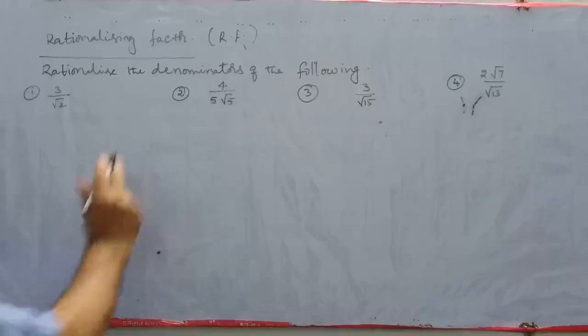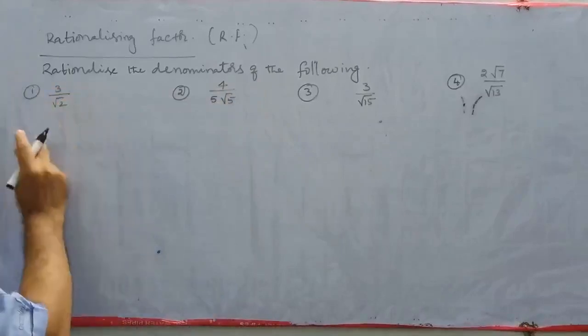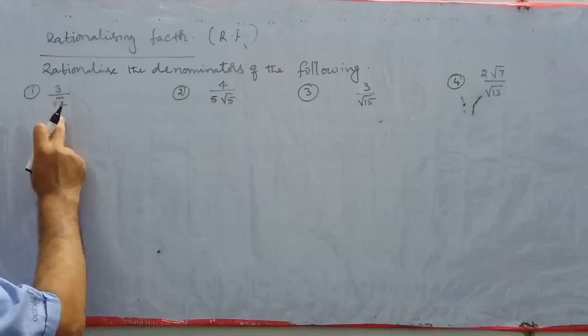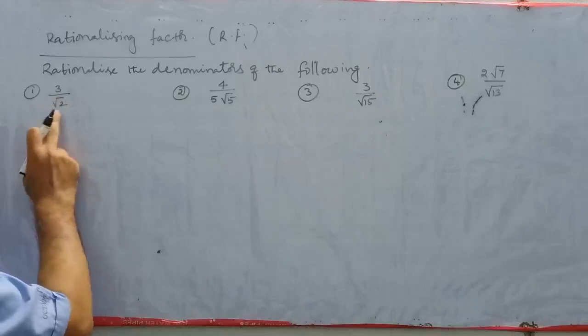Okay. Next question. Rationalize the denominators of the following. So first one, 3 by root 2. Here the root is in the denominator. Therefore we have to rationalize the denominator. What is the rationalizing factor of the denominator? How to find the rationalizing factor?